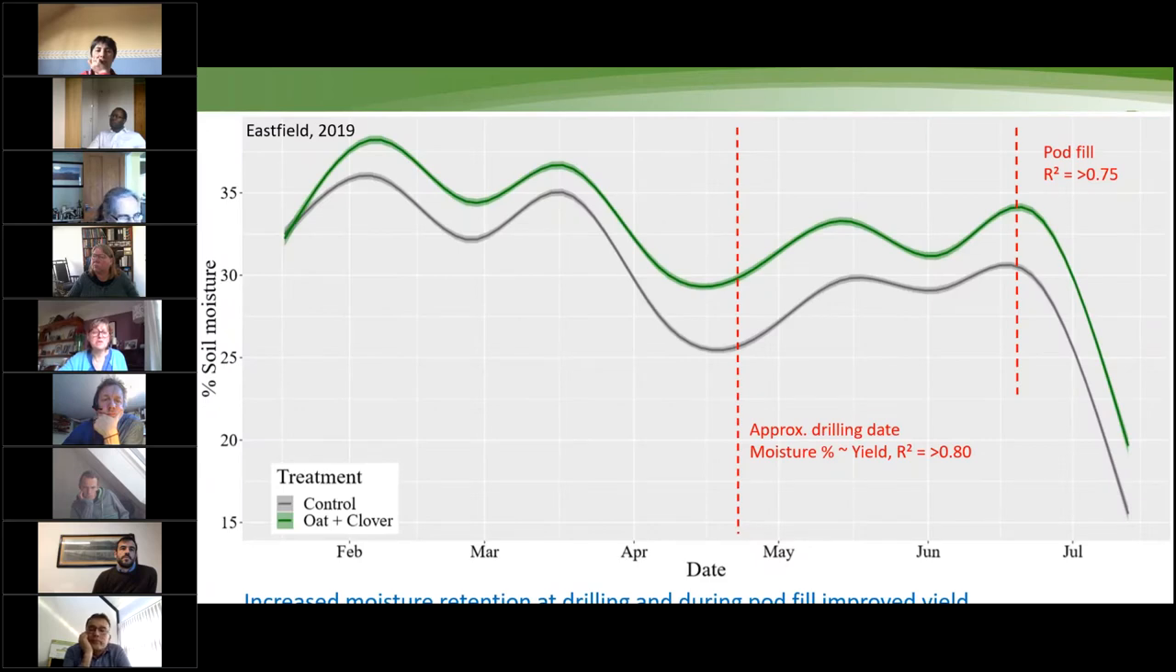And also soil moisture retention was very good where we had oats and clover in the mixture. And you can see throughout the season, we've got higher levels of moisture retention where we had a cover crop in place compared to no cover crop. And it was really quite a strong relationship between moisture retention at sowing here, where this red dashed line is, and at pod fill. We've got quite strong relationships between that improvement in soil moisture retention.